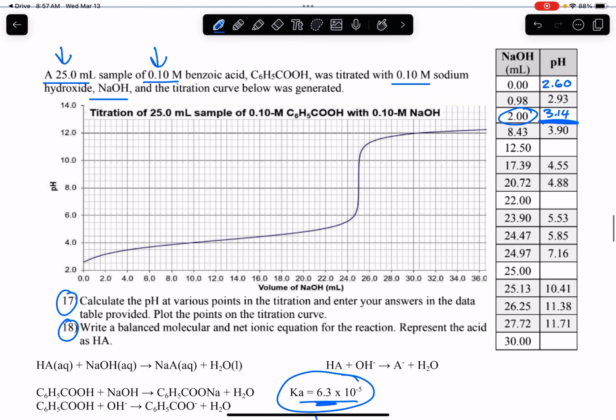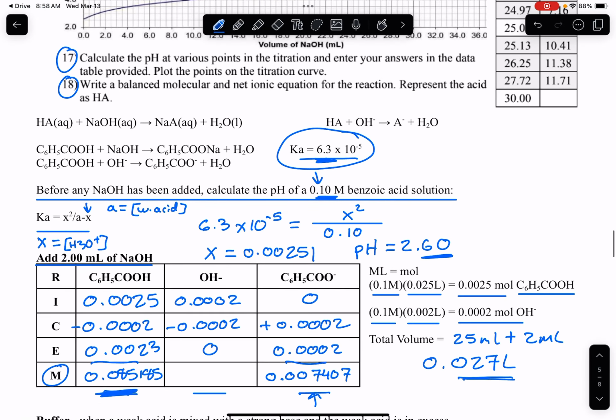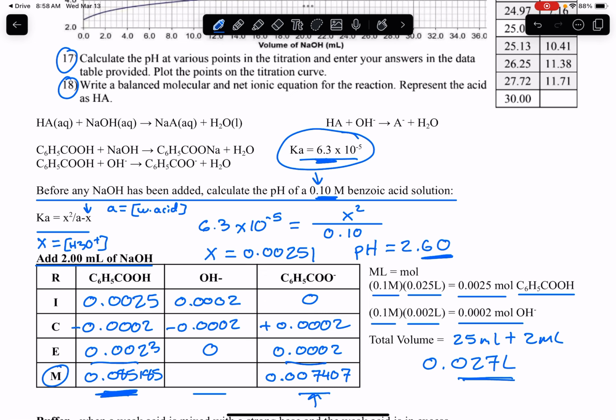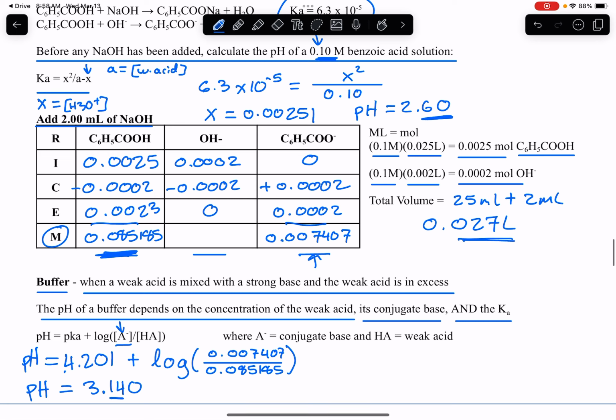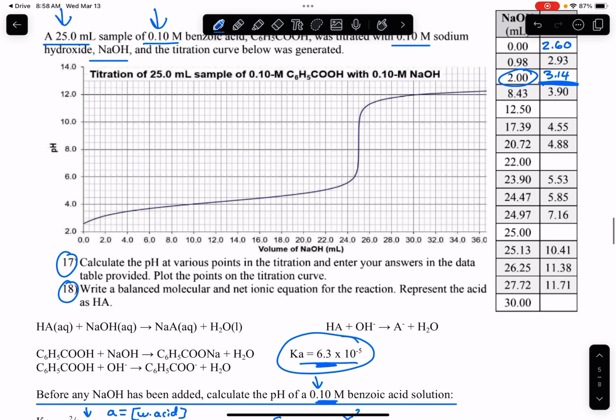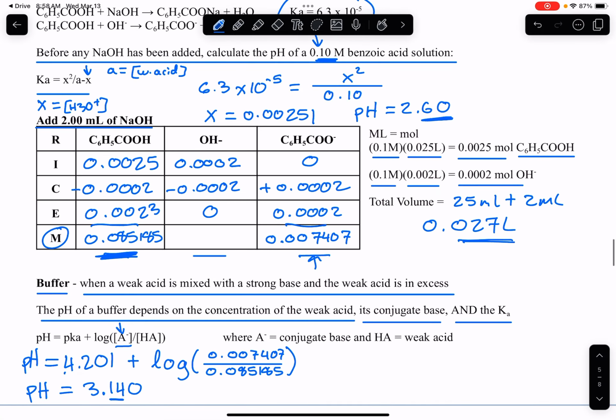All right, following that same procedure, I want you to fill out this ICE table, or just do the calculations that you need, using the Henderson-Hasselbalch equation, but for when you add 12.5 milliliters of sodium hydroxide. Pause and work that out.